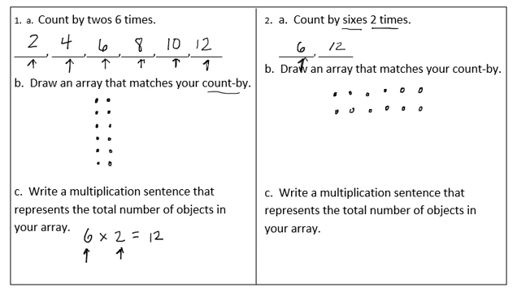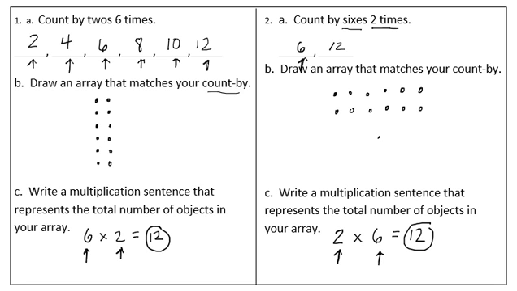So this multiplication problem is 2 rows of 6 for a final answer of 12. Another way to look at this is 2 groups of 6. The 2 shows me how many rows. The 6 shows me how many in each row. So you can see that our final answer for both of these problems ends up being 12.